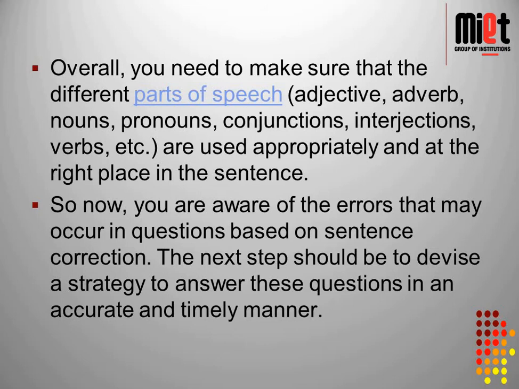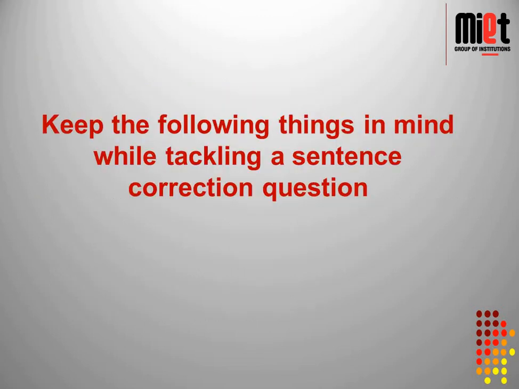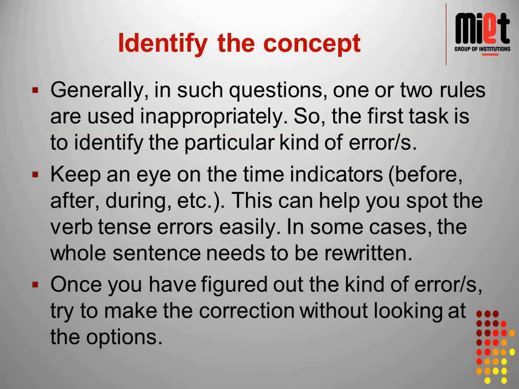So now you are aware of the errors that may occur in questions based on sentence correction. The next step should be to devise a strategy to answer these questions in an accurate and timely manner. And keep the following things in mind while tackling a sentence correction question. Identify the concept. Generally in such questions, one or two rules are used inappropriately. So the first task is to identify the particular kind of error or errors. Keep an eye on the time indicators like before, after, during, etc. This can help you to spot the verb tense errors easily.